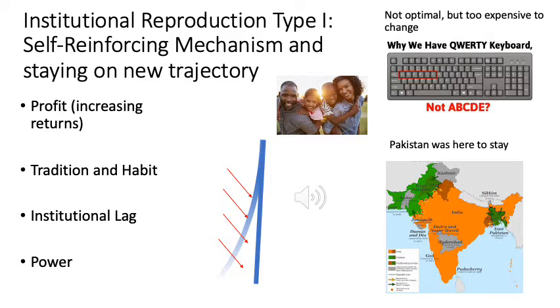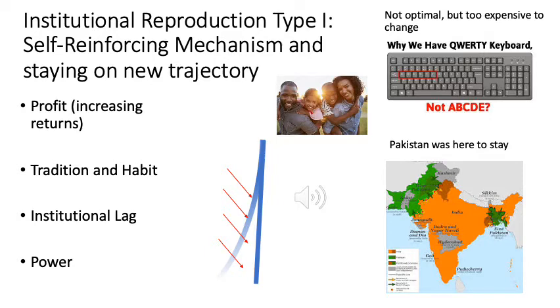Now, there can be different types of self-reinforcing mechanisms. Some of it has to do with money, profit. To continue on a particular path is cheaper than to switch to a different path. The costs of switching are too big. Particularly, the further along you go along that path, it becomes too expensive to move off of it.